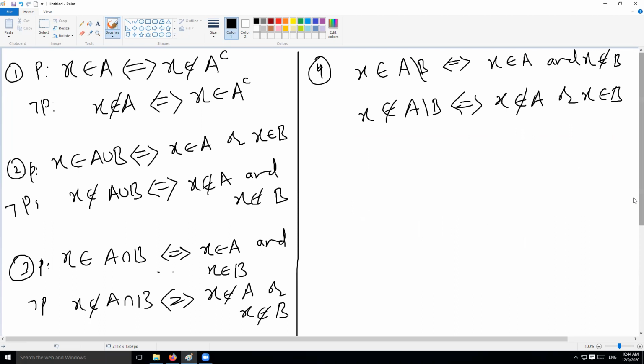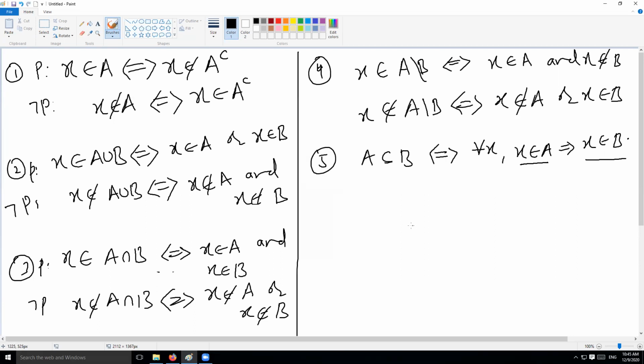All right, so now the most important property along with all these five. This is the meaning of A being a subset of B. We're going to say that A is a subset of B if and only if, for all X, if X is in A, this implies that X is in B. So any X which is in A should also be in B. That's really the definition of A subset of B. In other words, if you want to prove that A is a subset of B, pick an arbitrary element from A and prove that this element is also present in B.